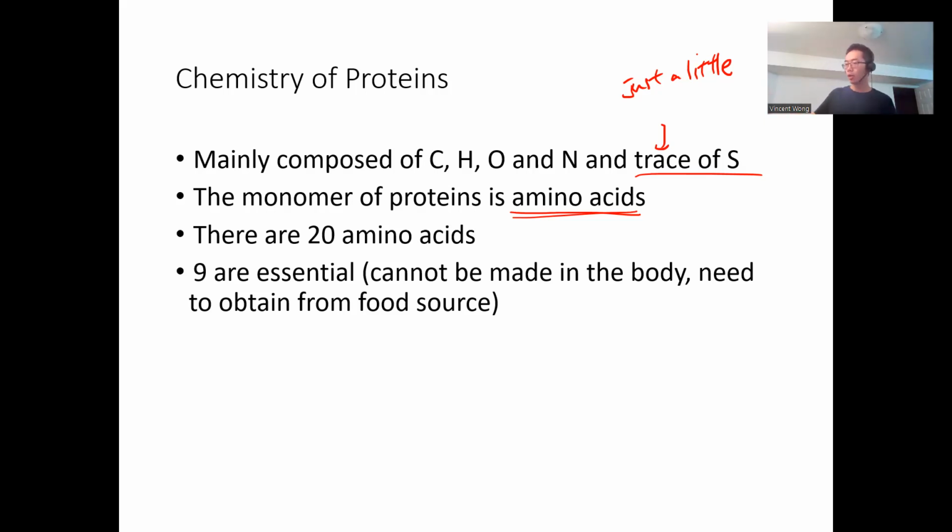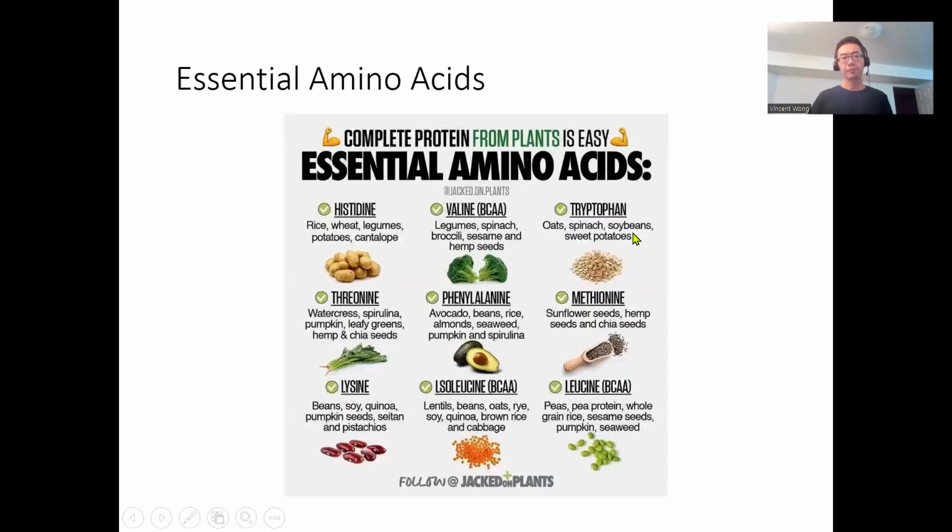So it's the same word again, right? Essential, right? In the context of what we're talking about, essential means your body cannot make it, and you need to get it from your diet. So here are the 9 essential amino acids. Again, you don't have to memorize them, okay? I'm just showing you in case you're wondering.